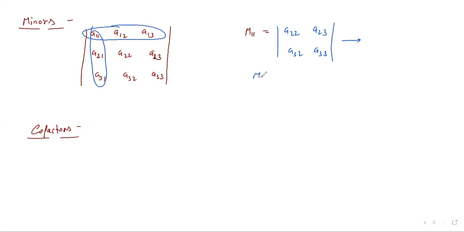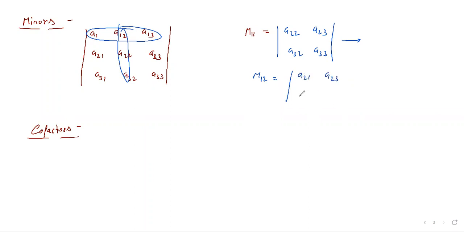Similarly, you can find out the minor for 12: hide out this row and this column, then you will get A21, A23, and A31, A33. Just take out the determinant of this, and then you will get the minor for the 12 position. So you can find out the minors with the help of it.